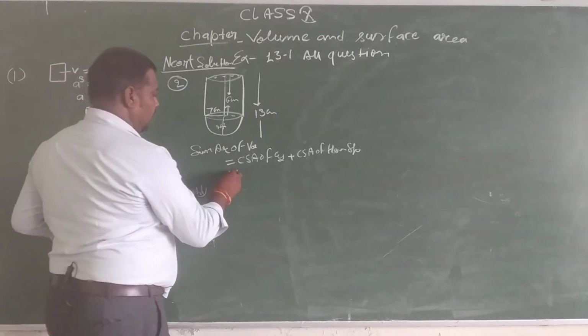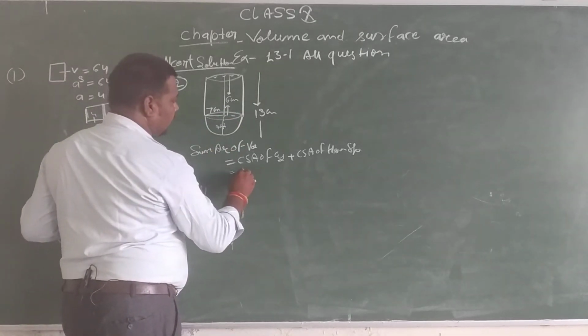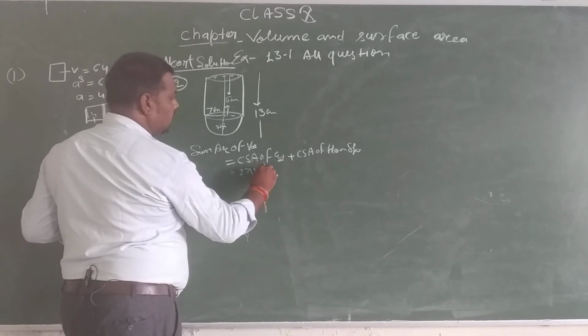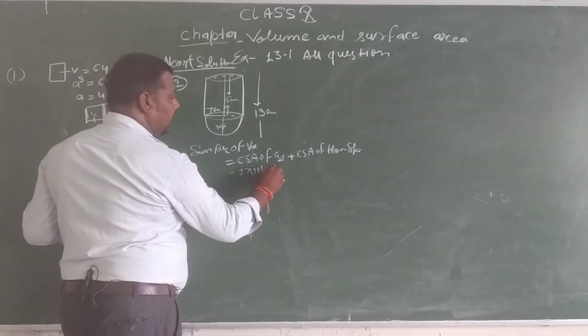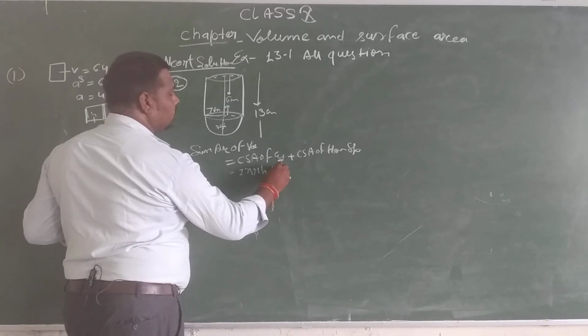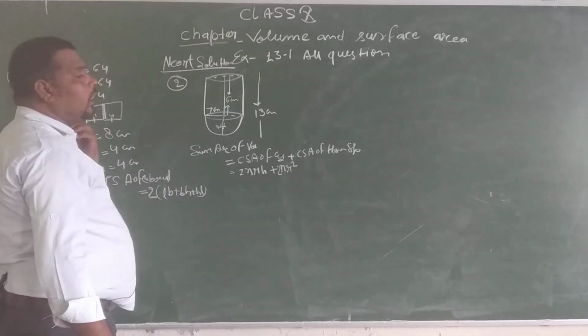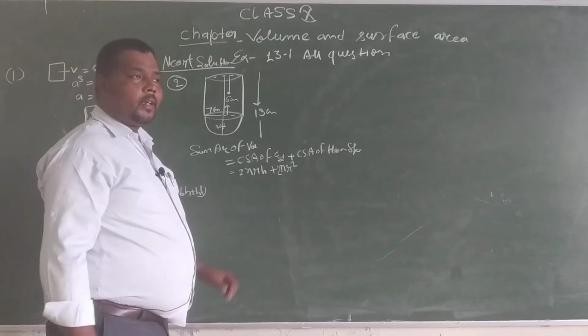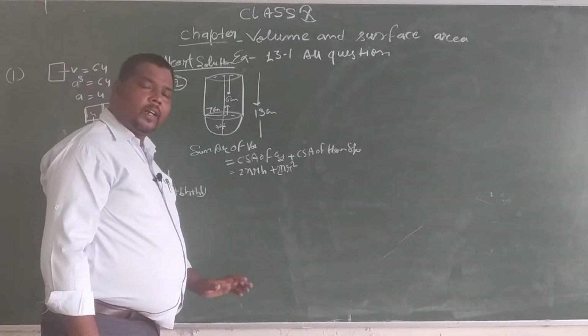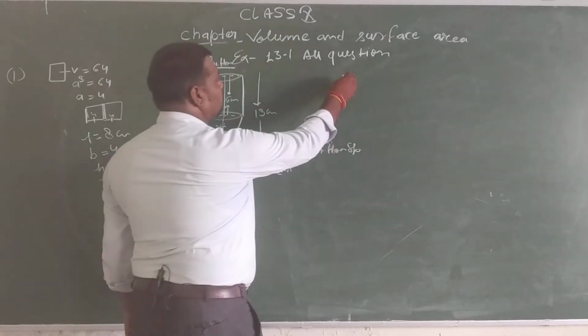Okay? Find the surface area, and you know the identity 2 pi RH, that is the CSA of cylinder, and 2 pi R square, that is the CSA of hemisphere. Okay? That is the second question. Understood? Now on question number 3rd.